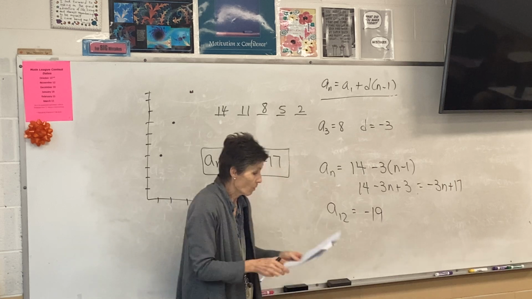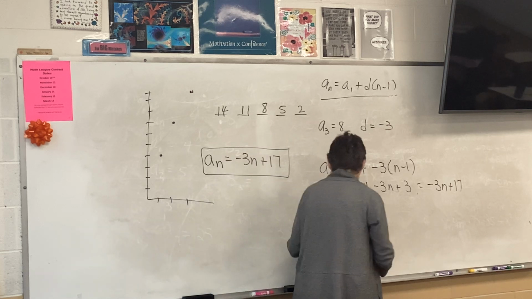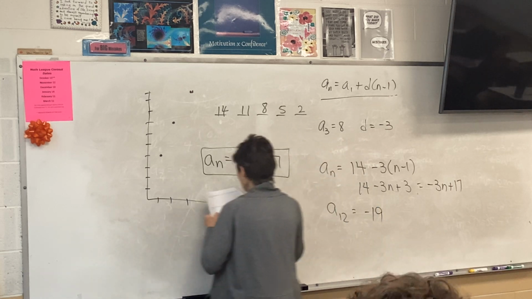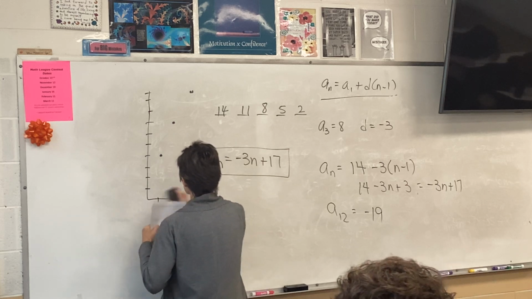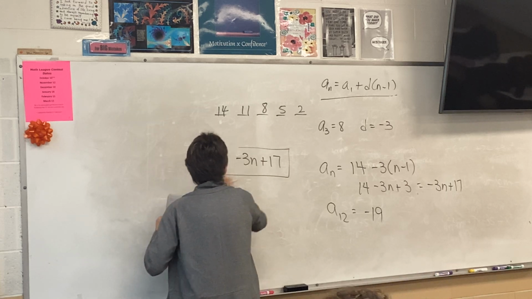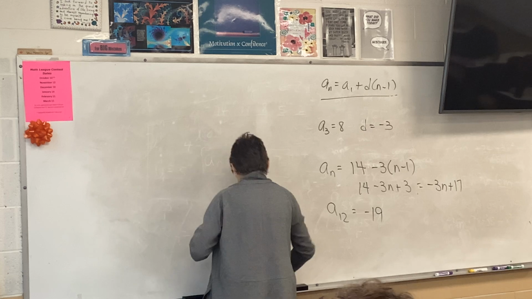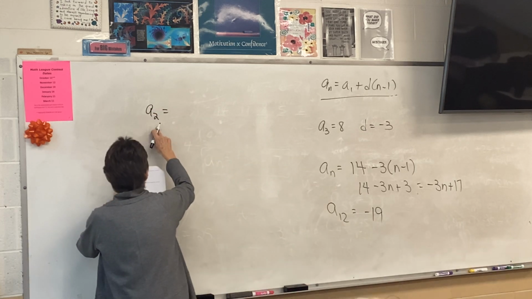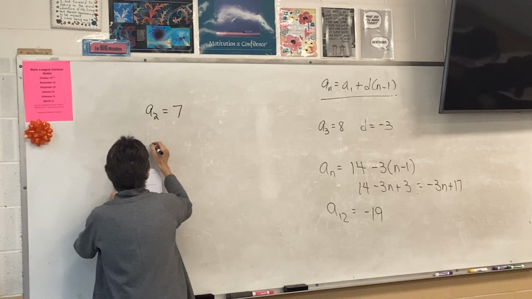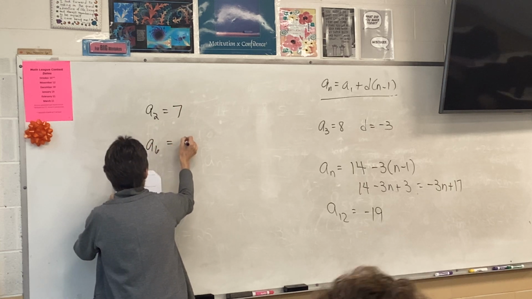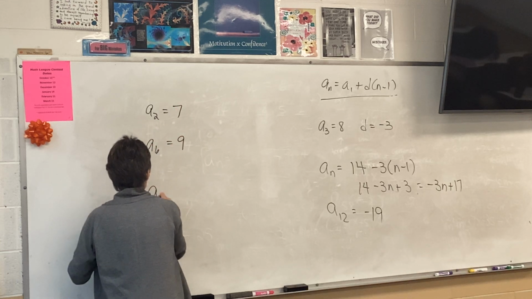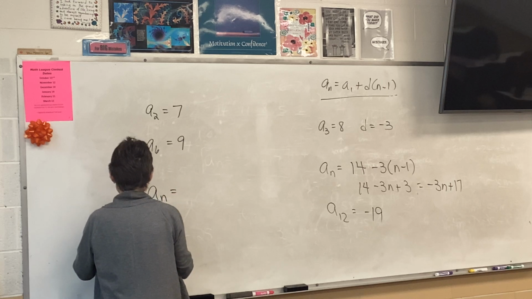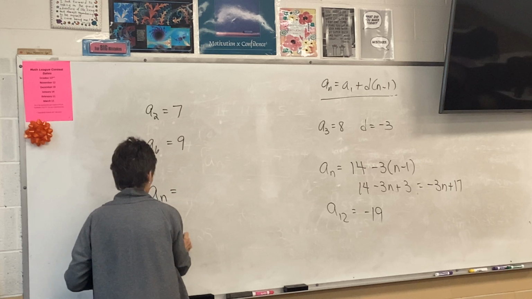All right, 4. We have an arithmetic sequence. We know the second and 6th term. So this notation, remember, a sub 2 means second term. The second term is 7. The 6th term is 9. I need to find an expression for the nth term and then find a sub 24.